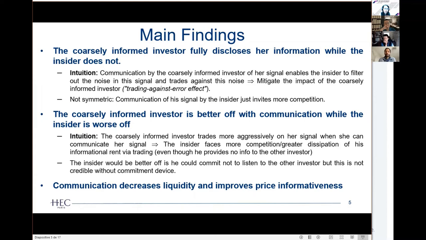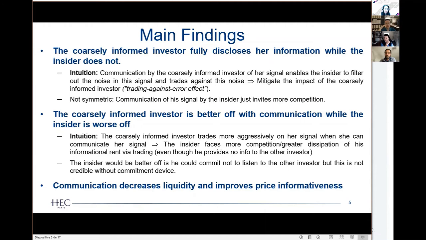The intuition is the following. Because the insider has more precise information, in the baseline model perfect information, he can filter out the noise in the signal of the less informed guy. And in particular, in the case in which the less informed guy communicates fully his signal, then the more informed guy can know exactly what is the level of noise in the signal of the less informed guy. And so that gives the possibility for the more informed guy to trade against the noise.